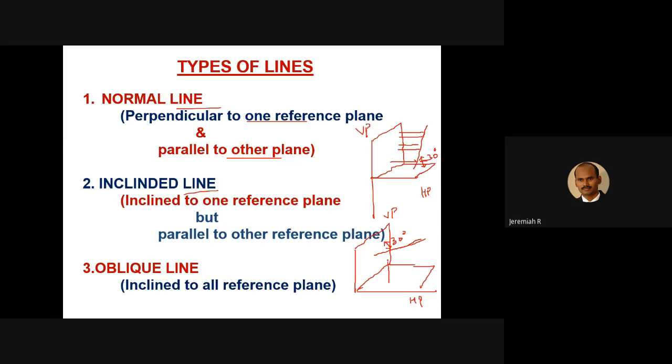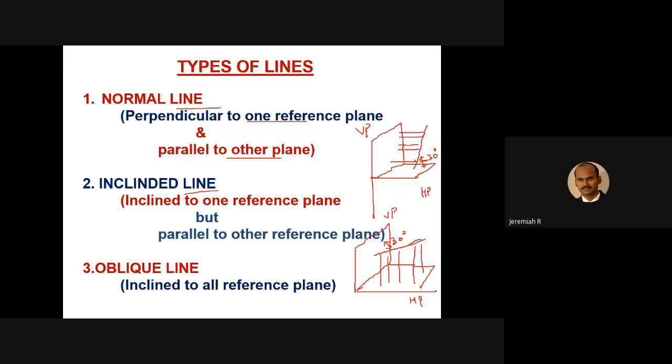When you say parallel, the distance should be equal. When you measure at any point, the gap should be equal. Then it is called parallel. So if you measure from the horizontal plane, it may be 30 mm, which means at any point it should be 30. If it is 30 at one end and 32 mm at the other end, it is not parallel.